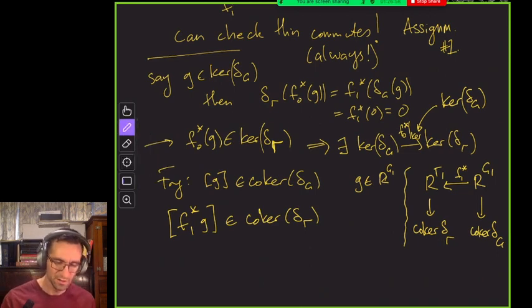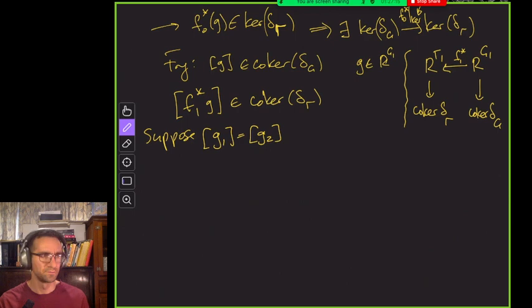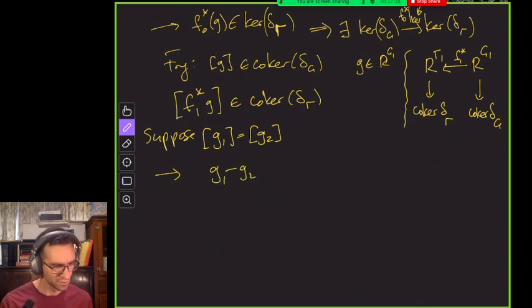What if I chose a different representative? I made a different choice of something that's a function from G1 to R. So this is the same thing as saying that G1 minus G2 is in the image of delta G. And so let's call it delta G of K, say.